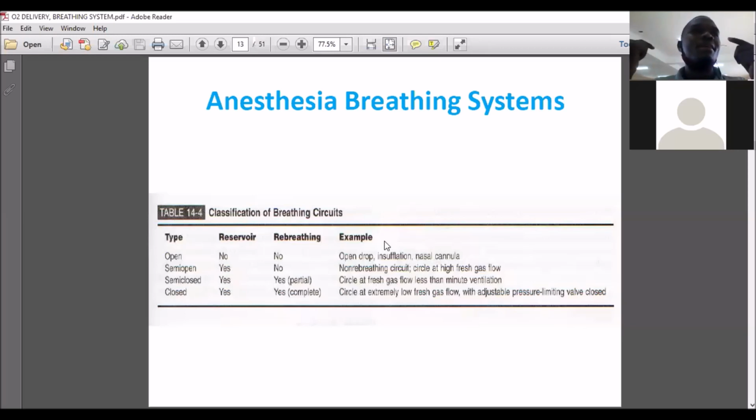Semi-open is the best for children because semi-closed has the gas passing through the soda lime particles. That means the force of breathing has to be high for the patient to push that air mixture through, because now it's the patient breathing who has to push that expired air into the soda lime to absorb the carbon dioxide and come back.